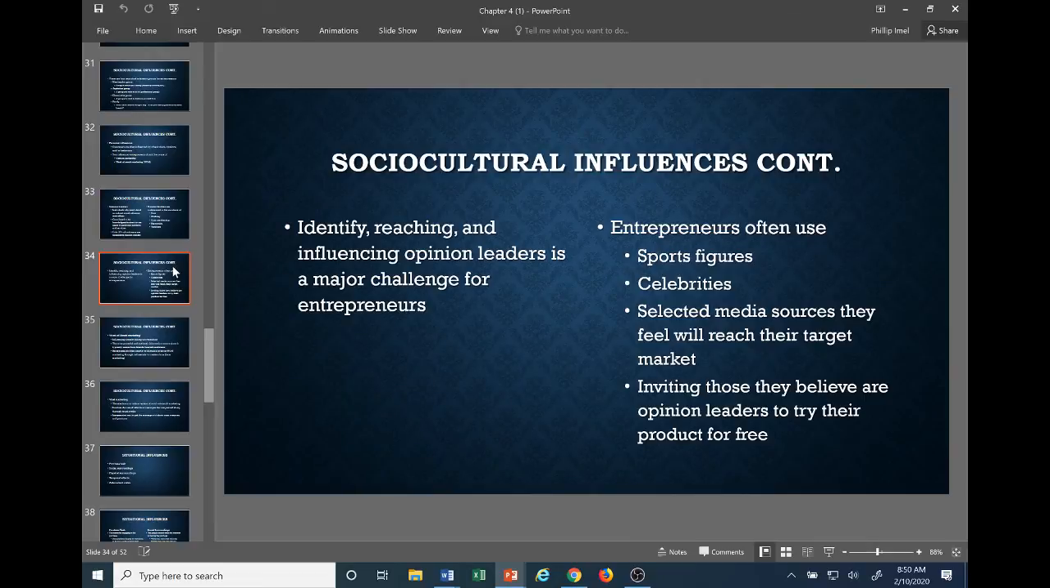Is that cool? Identifying, reaching and influencing opinion leaders is a major challenge for entrepreneurs. Entrepreneurs often use sports figures, celebrities, and selected media sources that they feel will reach their target market, and invite those they believe are opinion leaders to try their product for free.